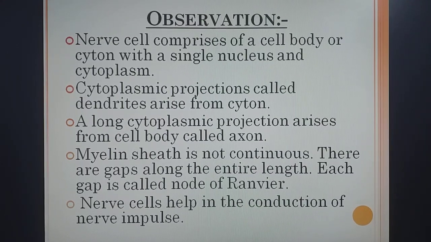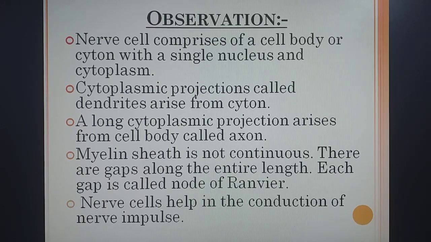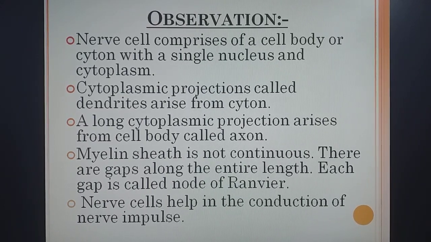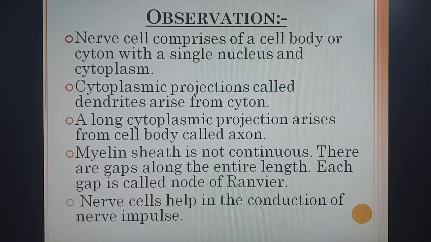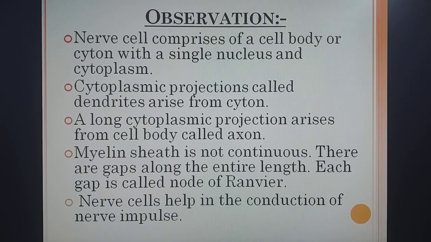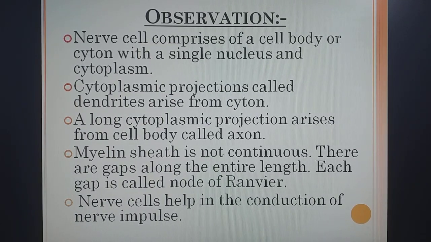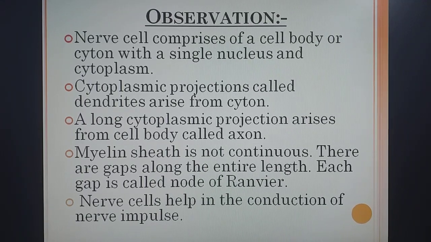Next is the observation that you will observe under the microscope when you place the permanent slide of the nerve cell under the microscope. So you will observe that the nerve cell comprises a cell body or cytone. The cell body is also known as the cytone. So don't get confused. What is cytone?